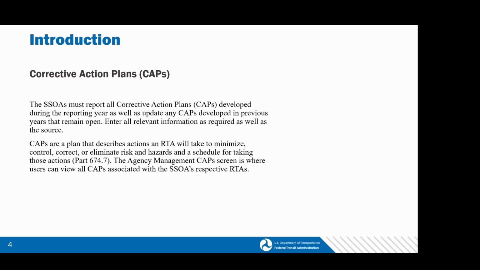Okay, let's get started. The SSOAs must report all corrective action plans developed during the reporting year, as well as update any CAPs developed in previous years that remain open. Enter all relevant information as required, as well as the source. CAPs are a plan that describes actions an RTA will take to minimize, control, correct, or eliminate risk and hazards, and a schedule for taking those actions, Part 674.7. The Agency Management CAP screen is where users can view all CAPs associated with the SSOA's respective RTAs.